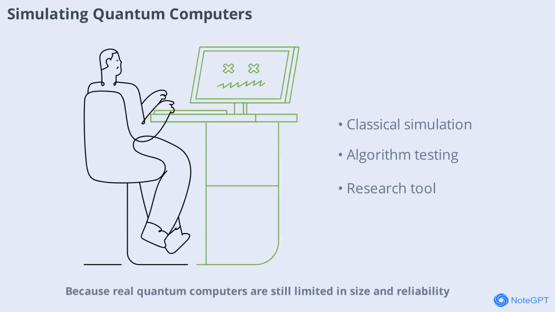Because real quantum computers are still limited in size and reliability, researchers often use classical computers to simulate quantum systems. These simulations help scientists test new algorithms and understand the behavior of qubits before running them on actual hardware. While simulations can't fully capture the power of quantum computers, they're an essential tool for advancing the field. Next, we'll explore the differences between classical and quantum computing.